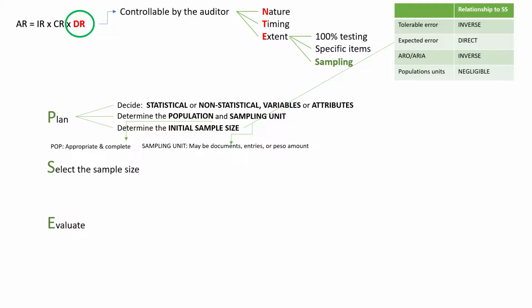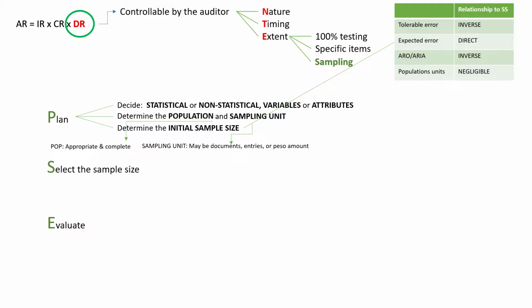Another factor that will affect sample size is expected error. When we say error, this refers to both deviations and misstatements. Deviations refer to the absence of controls. Misstatements refer to differences between what was recorded and what was required, versus what the client provided. Going back to expected error: it is the deviation or misstatement that the auditor expects to find even before the performance of the procedure. That's why it's called expected error.